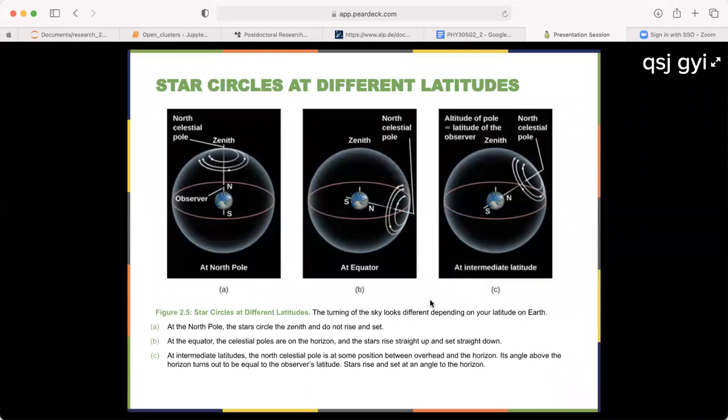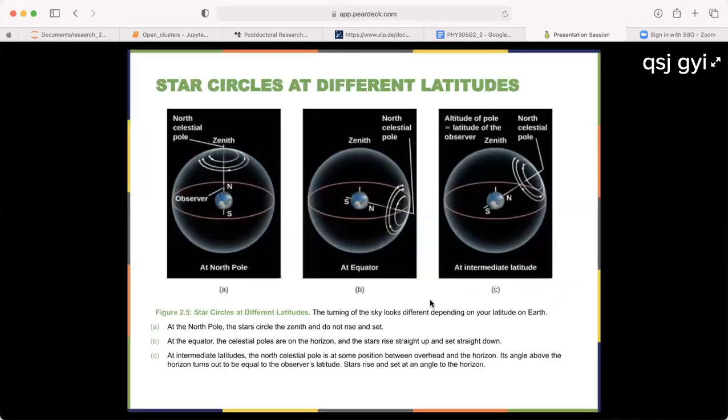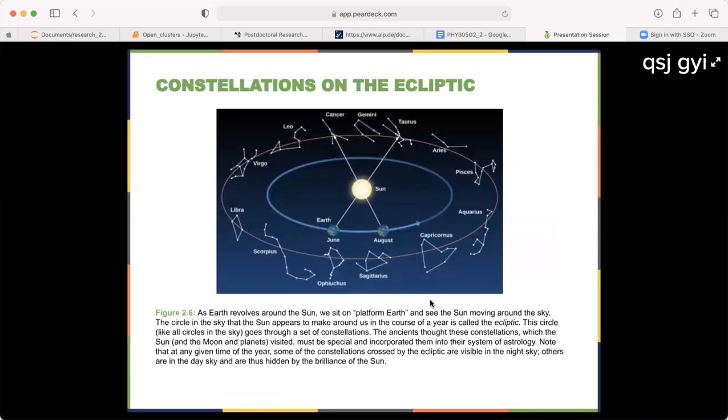Right. I think this one I don't need to explain to you now. I already explained about stars, star circles at different latitudes. And right now, let's look at another thing, how our sun and earth move throughout the year, right?